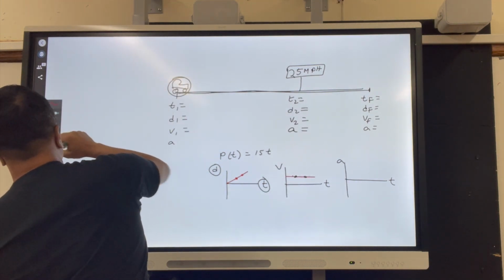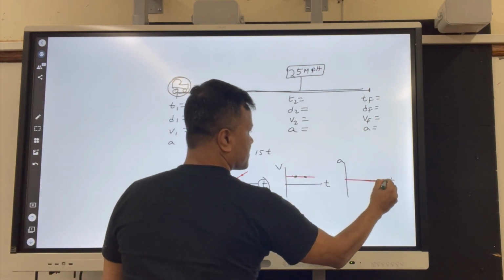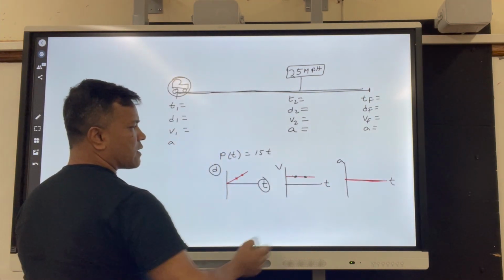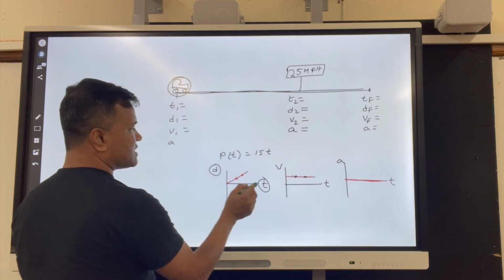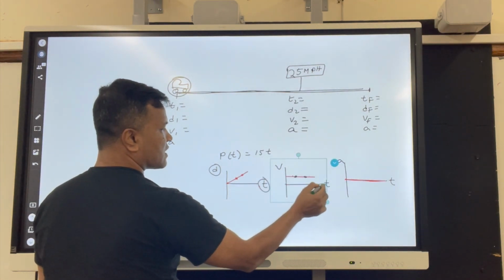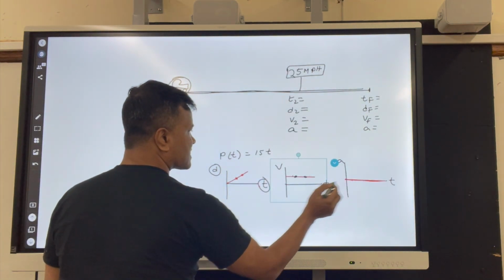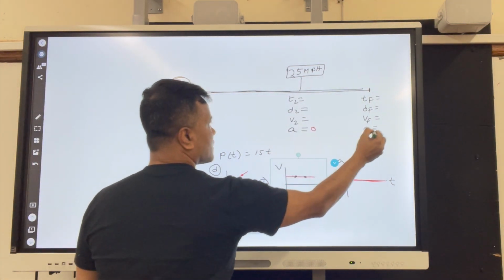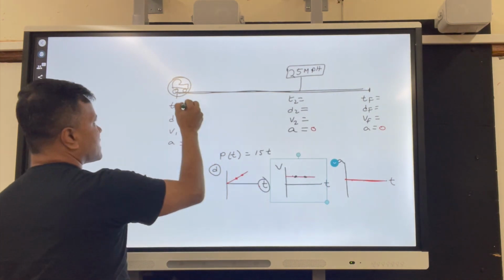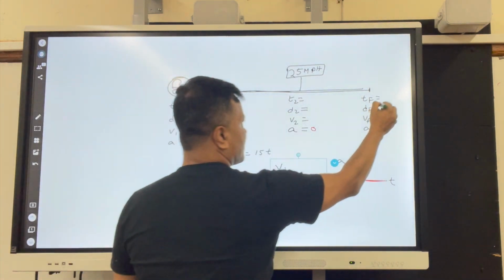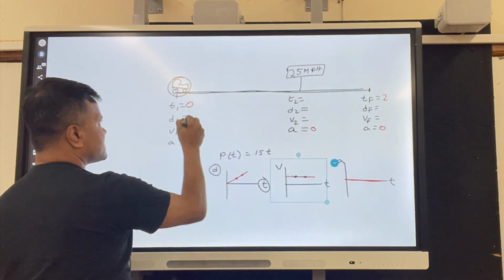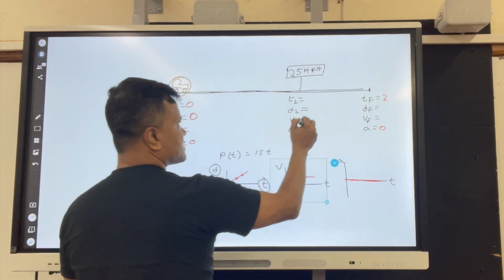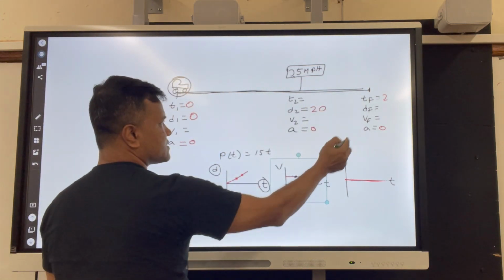Let's make it obvious. The slope of the xt graph is velocity, the slope of velocity versus time is acceleration, and acceleration is 0. So let's write acceleration is 0. A few other things: time initial is 0, time final is 2, distance initial is 0, distance 2 is 20, and distance final.